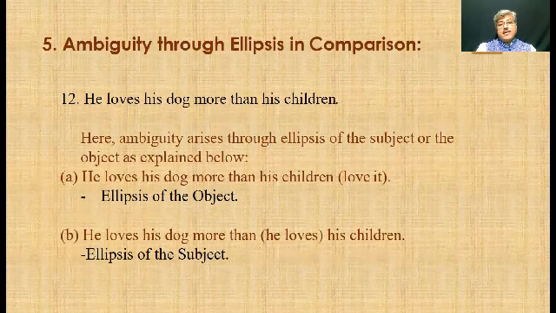Ambiguity through ellipsis in comparison. He loves his dog more than his children. This is a very well-known ambiguity which is loved by the students of English. Here, ambiguity arises through ellipsis of the subject or the object as explained below. He loves his dog more than his children love it: ellipsis of object. The second meaning, he loves his dog more than he loves his children: ellipsis of the subject. It means he loves his dog more than his children.